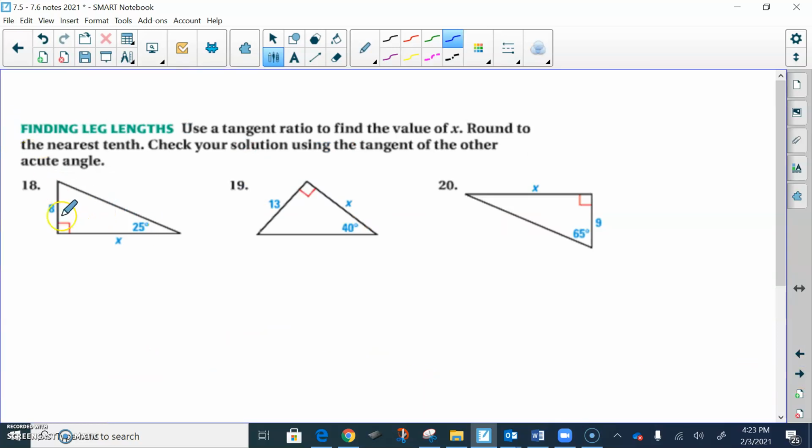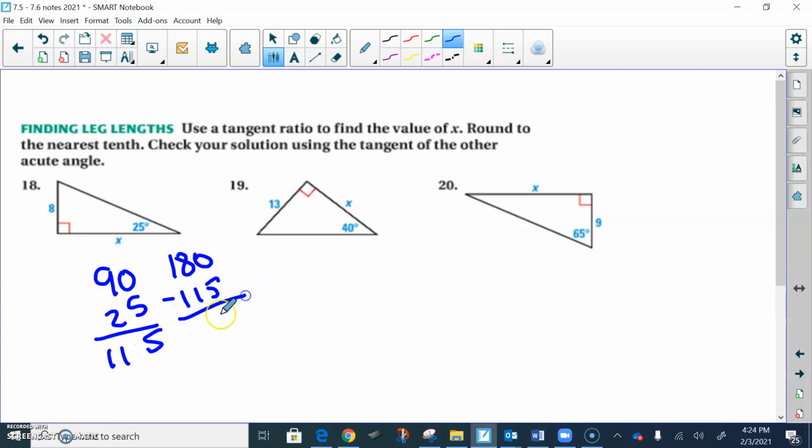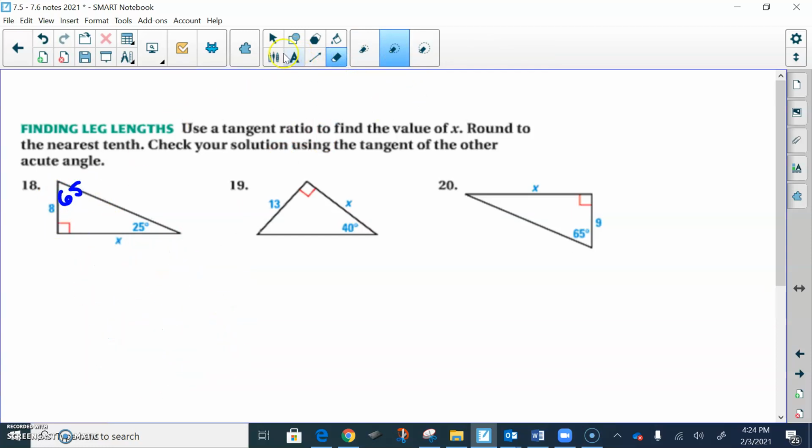One thing you maybe notice is that we could easily find this other missing angle. We know all triangles have 180 degrees. So if we take 90 plus 25, we get 115, take 180 minus 115, we can see our missing angle is 65. So it doesn't matter which of the two acute angles. You never want to go from the right angle. You always want to go from the acute angles. So you can go from the given angle.